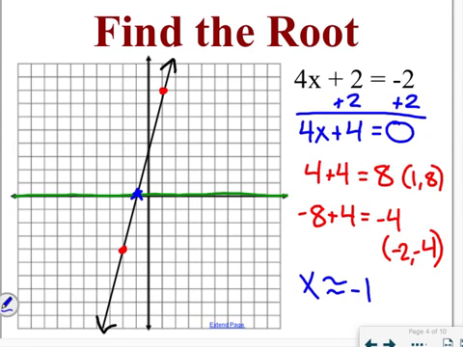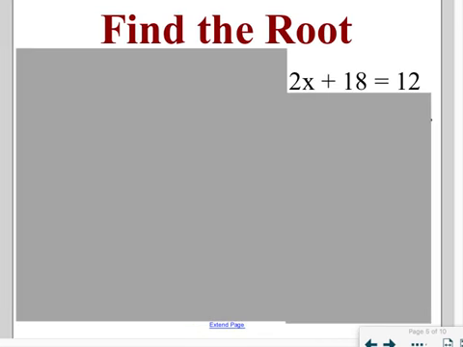Now, because it's graphing, it might not be totally accurate. You might have gotten negative 1/2 or negative 1.5, so there might have been a little leeway in there. That's why we use that approximately equal, or that squiggle sign, to indicate that we graphed, so it's not an exact answer. Go ahead and try this one on your own.